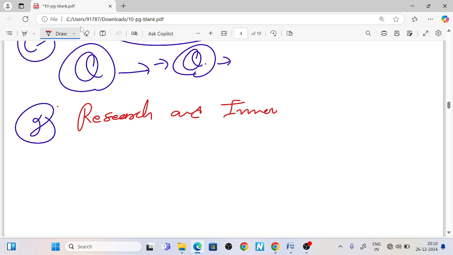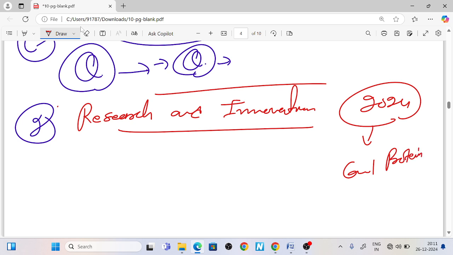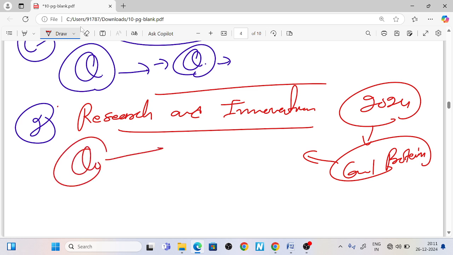Research and innovations. As you've seen, in 2024 the Nobel Prize in Chemistry was given to the scientists who decoded complex protein structures. By knowing the protein structure, you will come to know which kind of disease, how the evolutions happen, which characteristics come from which proteins, and what kind of properties there will be in fundamental research.